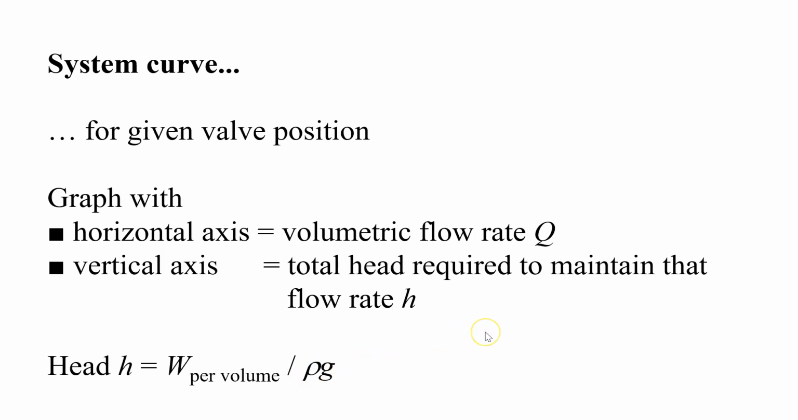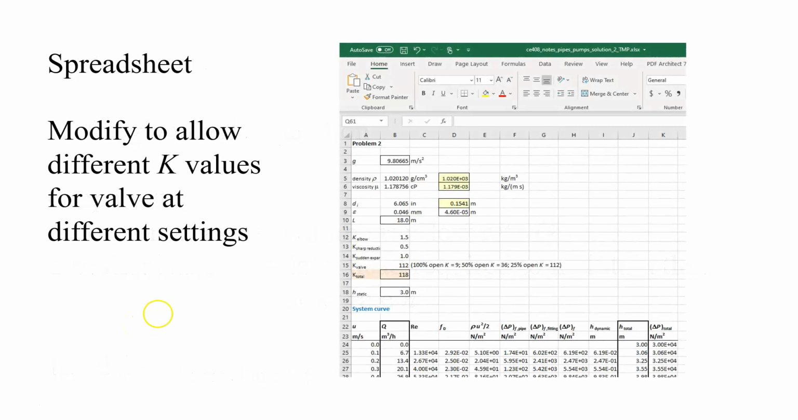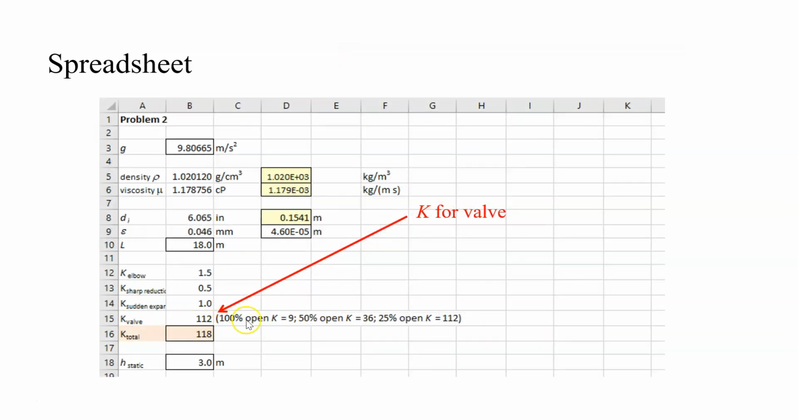So the system curve really is a plot of how much work you have to do on the fluid to push it through whatever the pipe system is at a given flow rate. I showed you a spreadsheet like this in the previous lecture. I've just modified it a little bit. This is too small to see, so let me just blow it up a bit. What I've done here is put myself some reminders of what the K values are for different positions of the valve. K is 9 for the fully open valve.